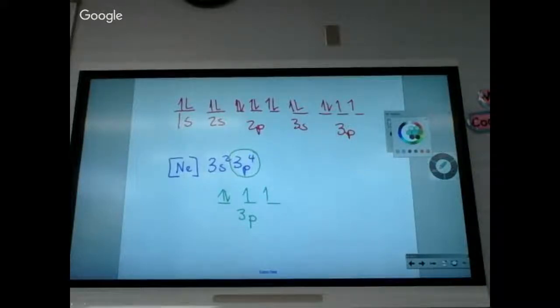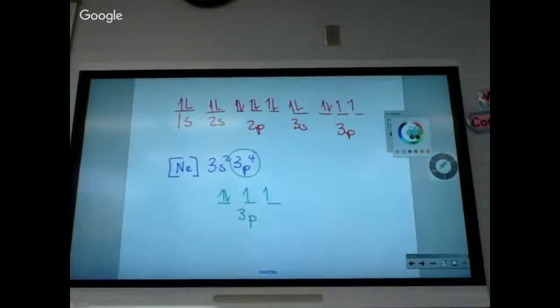K is 2D. Sorry, I'm on the wrong one. J. What was it? 5 dots would be phosphorus. All right, so we're okay all the way through M.